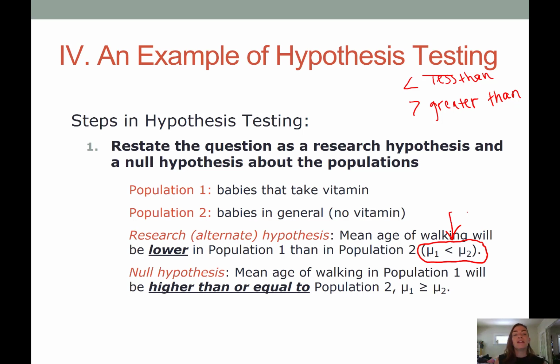Okay. In the null hypothesis, remember we have to use the exact opposite language than the language we used in the research hypothesis. So the null hypothesis in this example is the mean age of walking, or the mean walking age, in population 1 will be higher than or equal to the mean of population 2. Okay. And then we use this symbol here to say greater than or equal to. So mu sub 1 is greater than or equal to mu sub 2. Great, so those are our populations, and then we've restated the research and the null hypothesis.